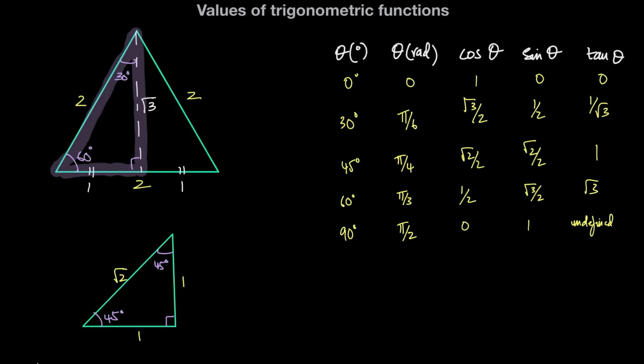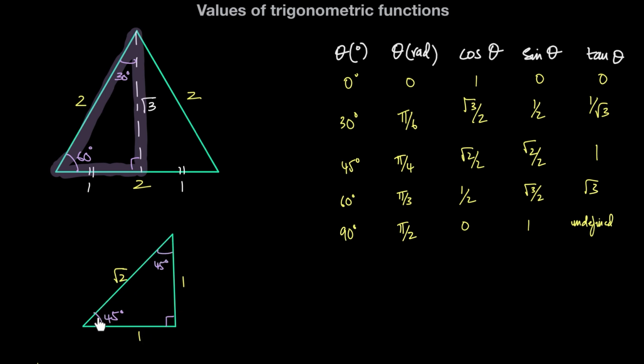Similarly, we can use this triangle over here, the second triangle. This is the 45, 45, 90 triangle over here. And here the two sides that are perpendicular to each other are each of length 1 unit. So the hypotenuse is square root of 1 squared plus 1 squared. So that's square root of 2.